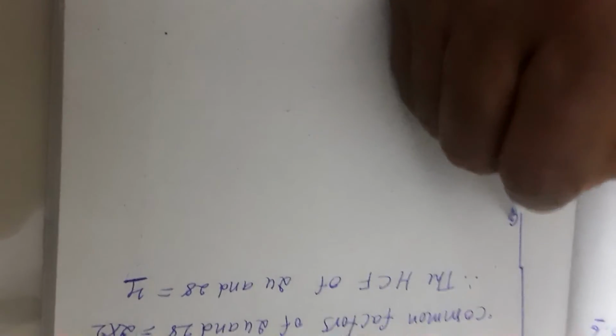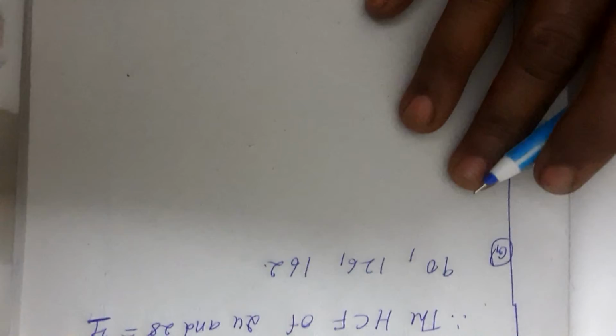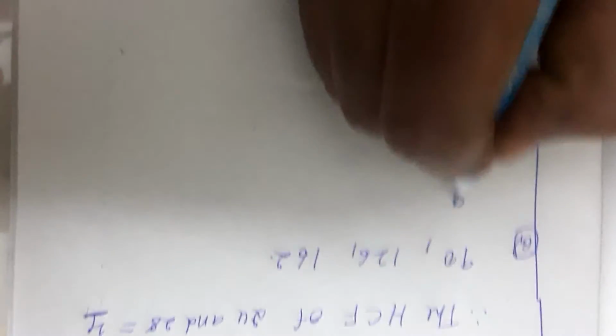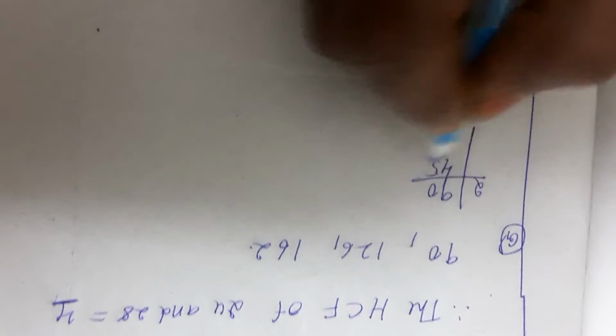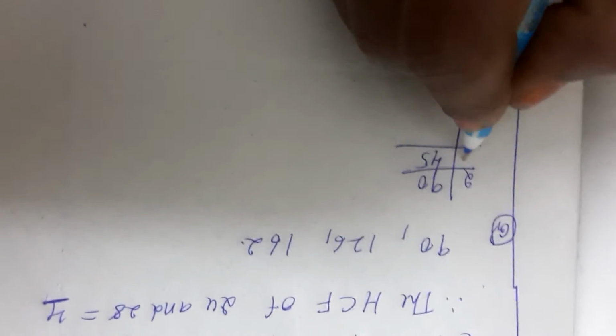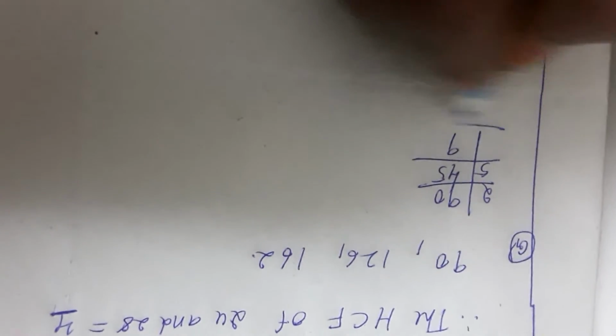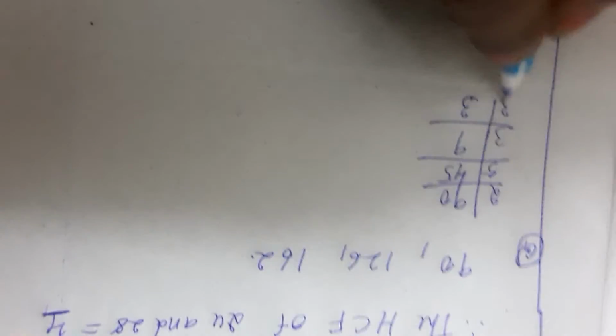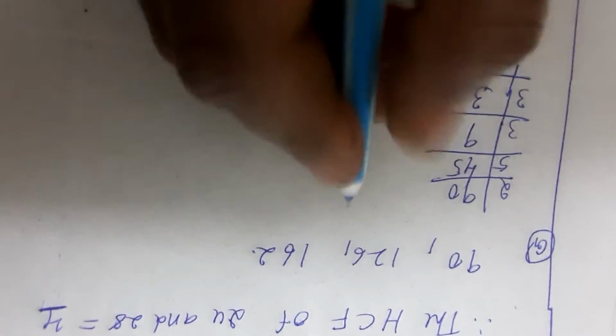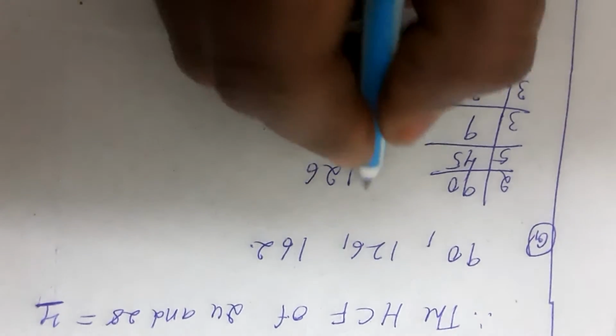Here, three numbers are given in the problem: 90, 126 and 162. So 90 we can write as 2 into 45. 45 we can write as 5 into 9. 9 we can write as 3 into 3. 3 ones are 3.